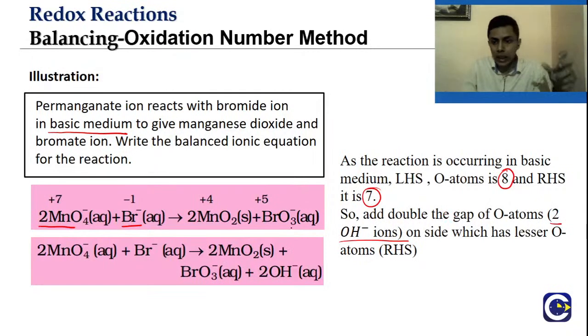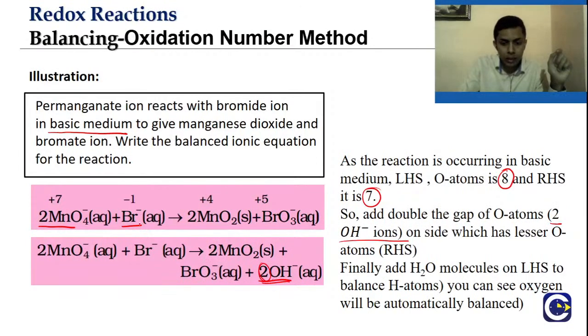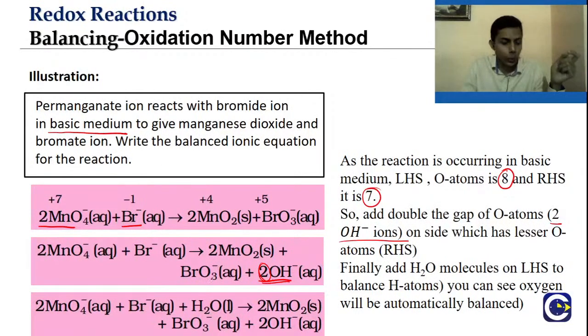Okay, where it is less, it will be 2 times OH minus. Clear? Now only one thing needs to be balanced: H. I can balance H by adding half of this on the other side, which will be H2O. Clear? Simple, isn't it?